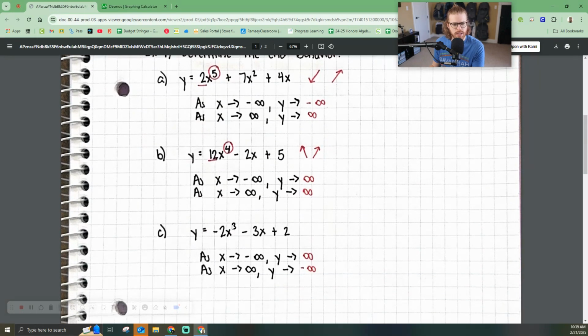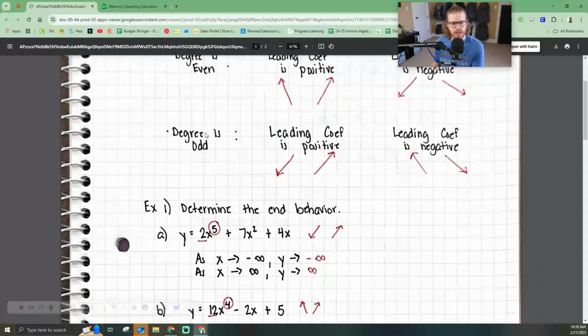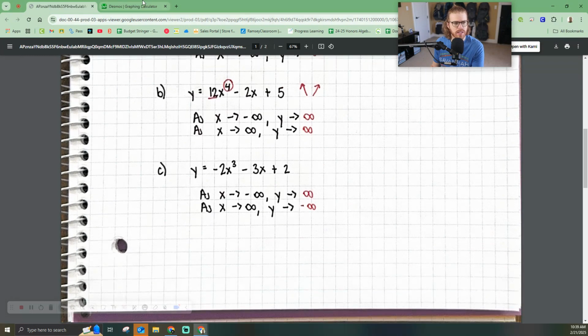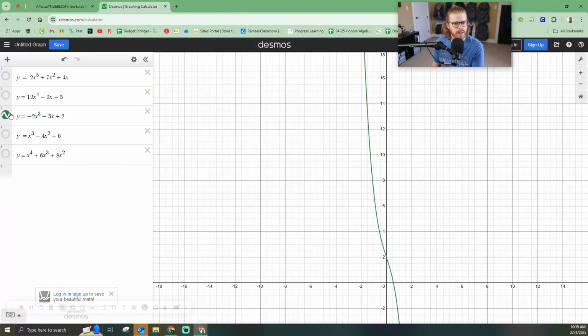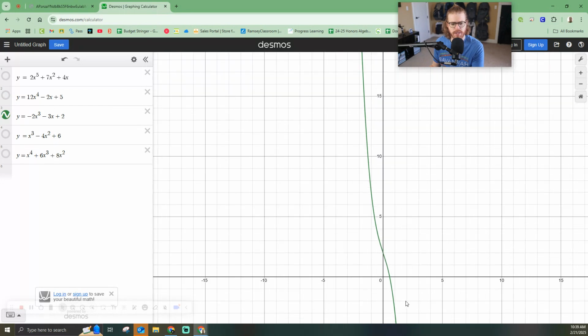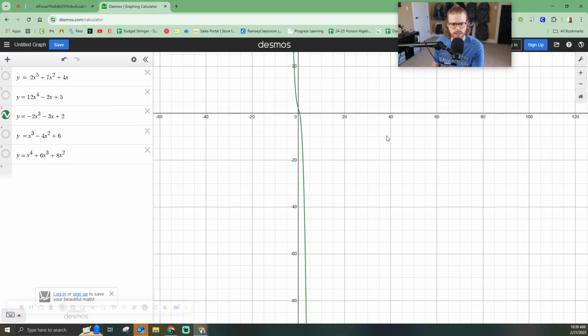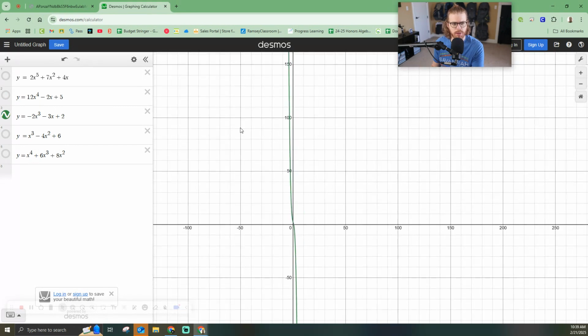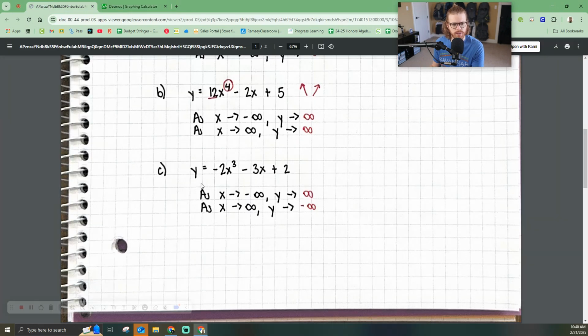And then your next one, it has an odd degree, and it has a negative leading coefficient. So an odd degree, negative leading coefficient, should go up to the left, down to the right. So let's take a look and see. Up to the left, down to the right. And you can zoom out if you want here on the Desmos calculator. It's going to keep going like that forever toward infinity.